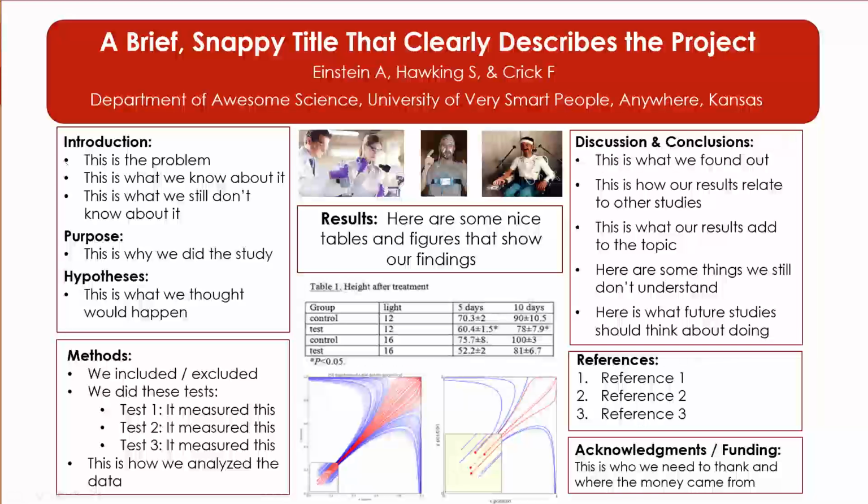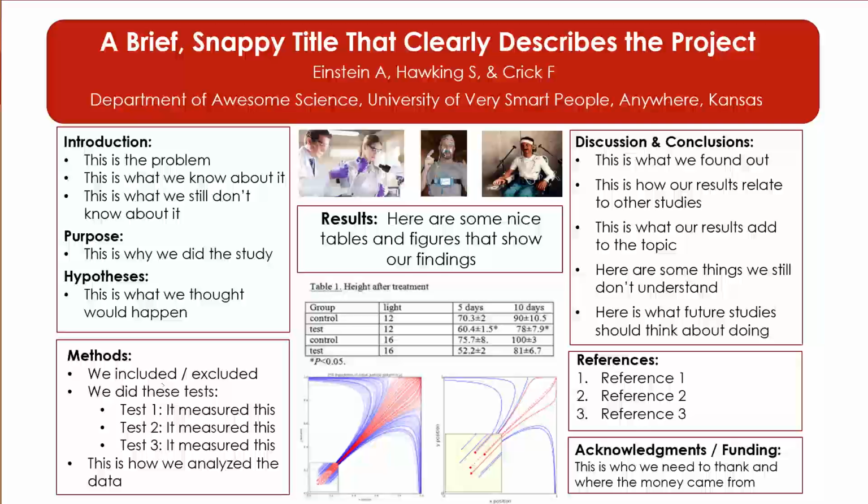It's bulleted, very concise. This is the problem. This is what we know about it. This is what we still do not know about it. And because we did not know about it and we found this gap in the literature, we decided to do this study. And because we have all of that background information, this is what we thought would happen. So that's our hypothesis. In the methods section, these are the people we included.